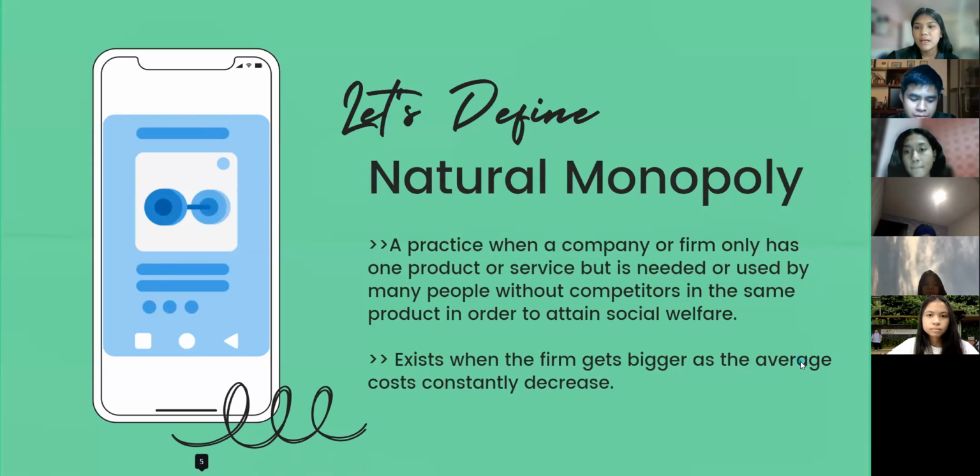Okay. Now let's define natural monopoly. It can be stated that natural monopoly is a practice when a company or firm only has one product or service but it is needed or used by many people without competitors. The goal is to attain social welfare. Natural monopoly exists when the firm gets bigger as the average cost constantly decreases.